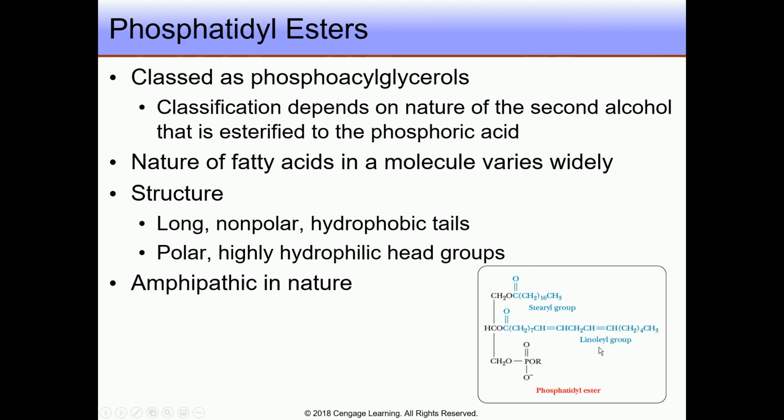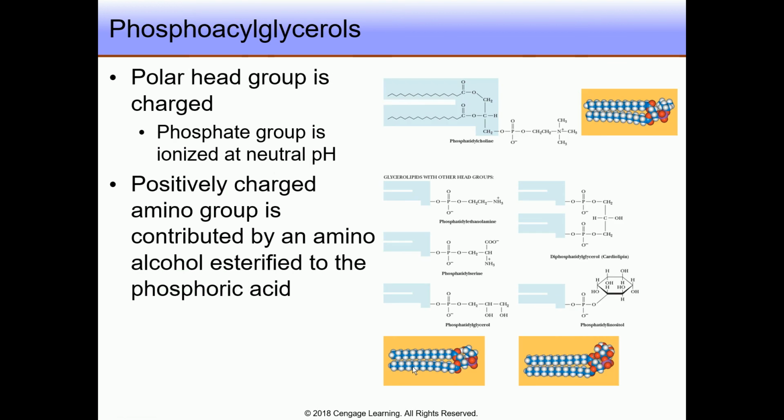Their structure is that they have long non-polar hydrophobic tails because of the fatty acids, and they also have polar hydrophilic head groups because of the presence of the phosphates and the alcoholic groups attached to them. So they are also amphipathic in nature. And here are some examples of phosphoacyl glycerols.